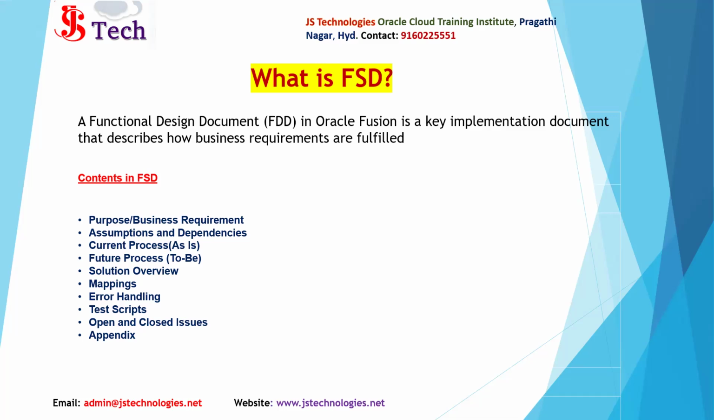And a functional specification document contains different sections, like purpose. It shows what the purpose of the FSD is, what the expectation of it is, and we need to explain the business requirement in detail. And assumptions and dependencies. When creating the FSD, we need to update the assumptions and dependencies for deploying the customization.